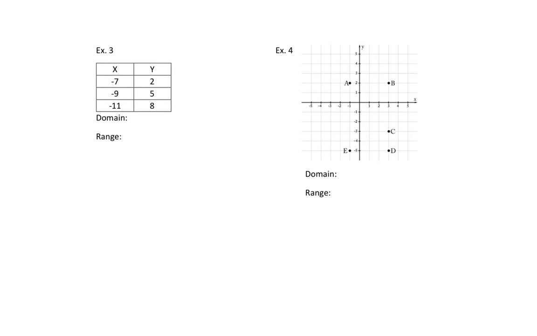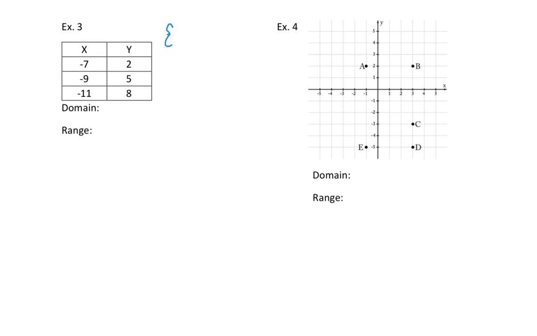You should be able to do the same thing on your assignment. It also wants you to be able to take a table and a graph and list them out as ordered pairs. So we're going to do that first, and then we'll write our domain and range. So just listing these out in ordered pairs, that would be -7, 2, the ones right beside each other, -9, 5, and -11, 8.